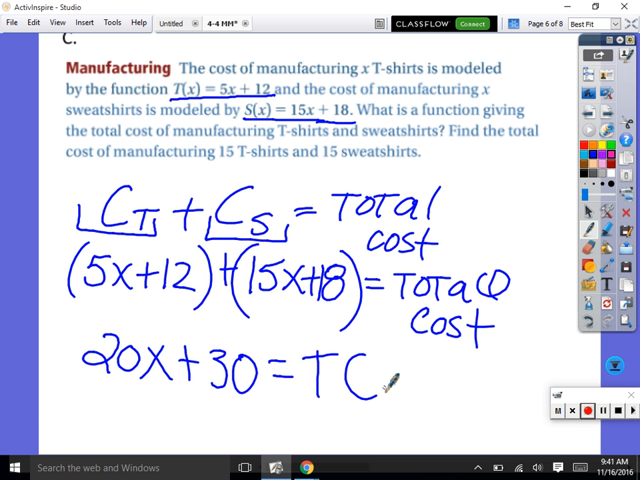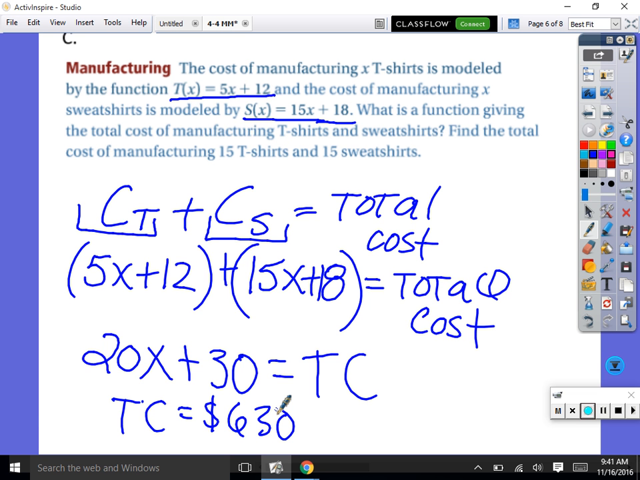So 20 times 30 is what? And then plus 30 is? 630. So our total cost is $630. I'm just curious. I want to make sure I'm not lying to you. It makes sense to me. Yeah, it makes total sense.